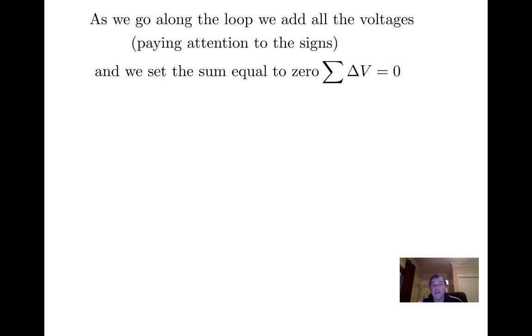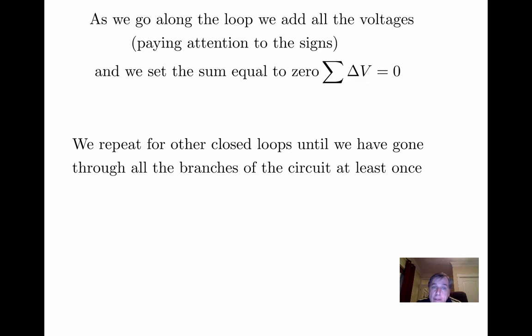Now, unless you have a very simple circuit where you have only one loop, usually you have several loops. So when you apply that, you will have gone through one loop, but you won't have covered all the branches in the circuit. So what you have to do is repeat this step for other closed loops until you've gone through all the branches of the circuit at least once. So you might have to apply this rule to several loops. We'll see an example in a minute.